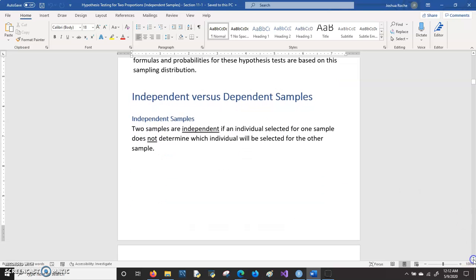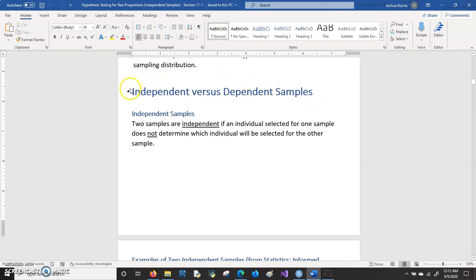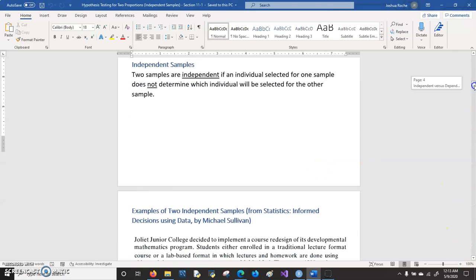There's another topic that is important to talk about before getting into more of these examples, and it's the idea of independent versus dependent samples. Two samples are independent if an individual selected for one sample does not determine which individual will be selected for the other sample. Here are a few examples.